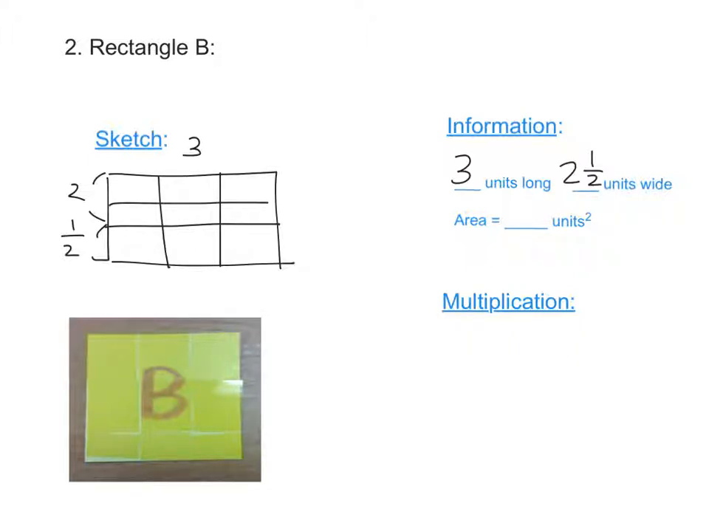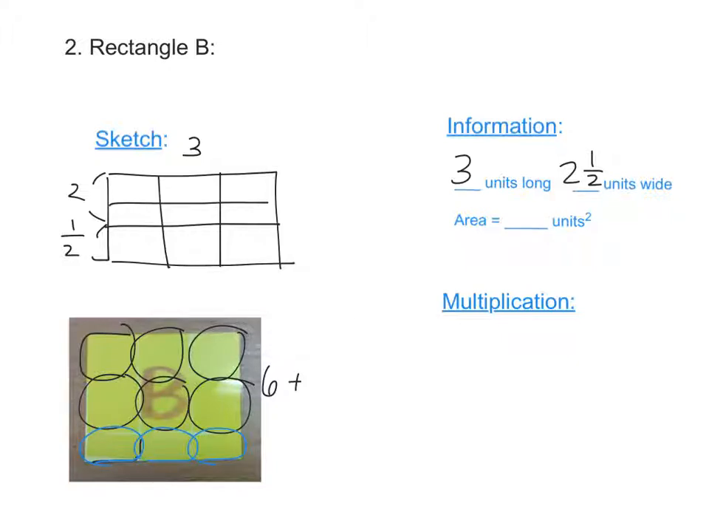How many units wide was it? 2.5 units wide. So let's count how many square units we used all together. Here's 1, 2, 3, right? 4, 5, 6, and then how much was this one? Half, 2 halves, and 3 halves. So we had 6 plus 3 halves, didn't we? So that's 6 and 3 halves, otherwise known as 7 and 1/2 square inches. Okay, so go ahead and record that.